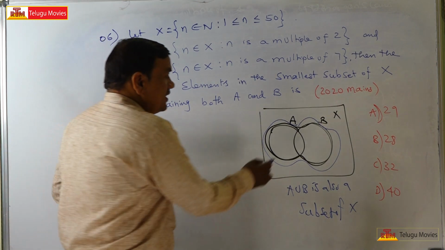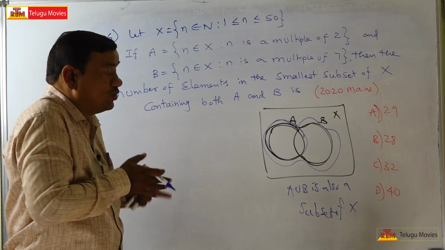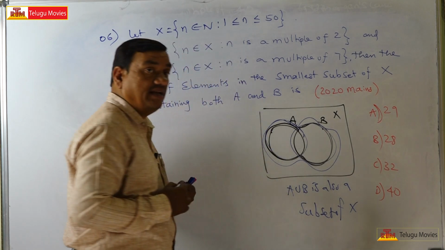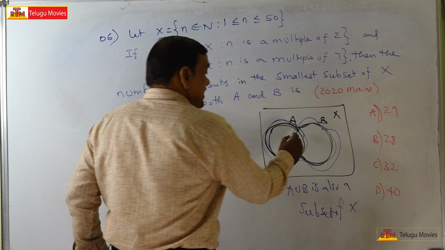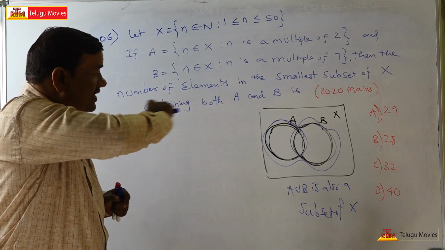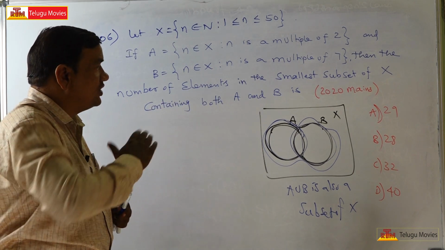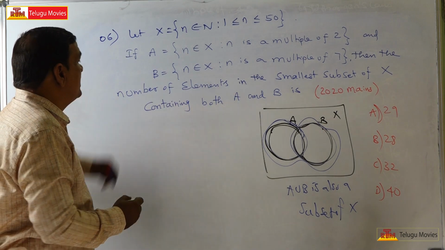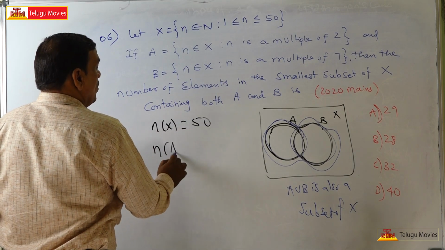If you take the set A, up to that only it is A containing. If you see the set B, that contains only B elements. Here A intersection B contains both A and B. But A union B is the set containing both A and B, and it is also the smallest subset. Okay now. N of X contains 50 elements.